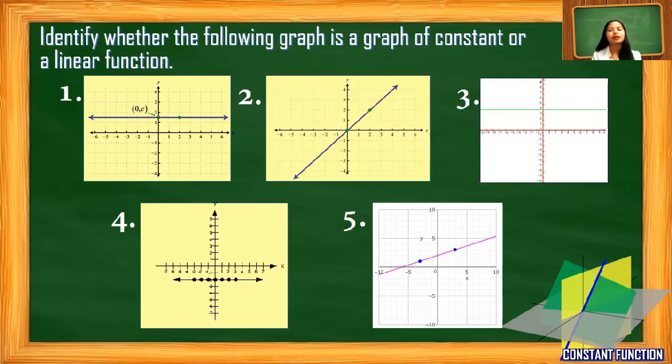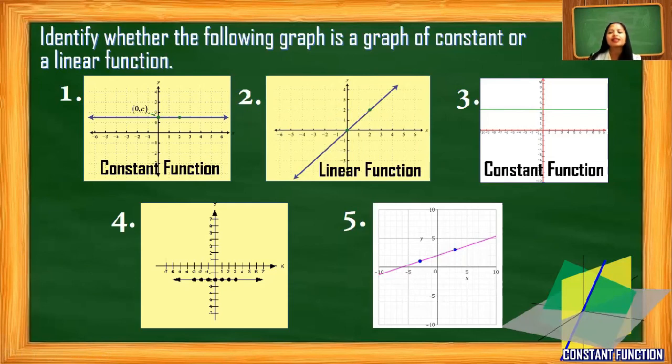Now, let's identify the graph of constant and linear function. Number 1, we have this graph. Is it a constant or linear function? Very good. That is a graph of a constant function. Number 2, very good. That is a graph of a linear function. Another one is, yes, that is a constant function because the graph is a horizontal line and is parallel to our x-axis. Another one, number 4, is a constant function. Very good, because it is also a horizontal line. How about number 5? Yes, that is a graph of a linear function, a diagonal line that intersects the x and y axes.